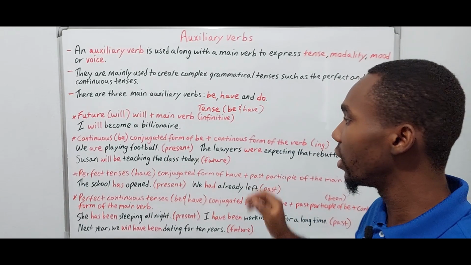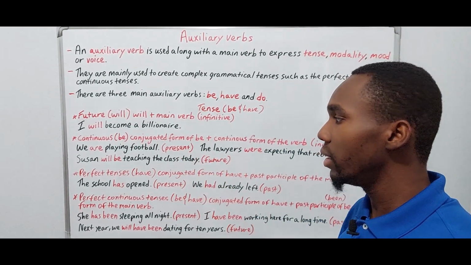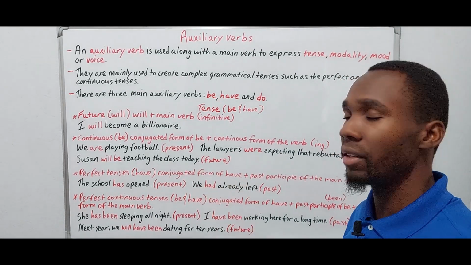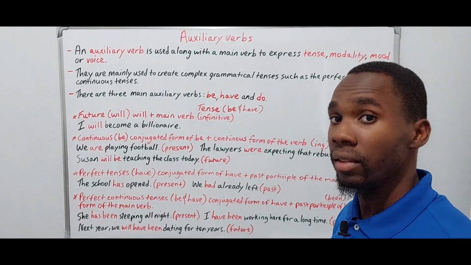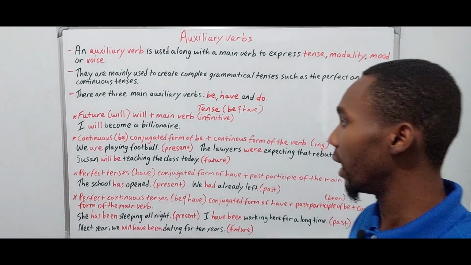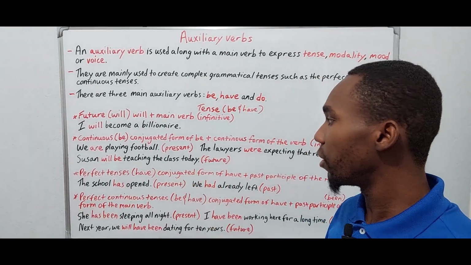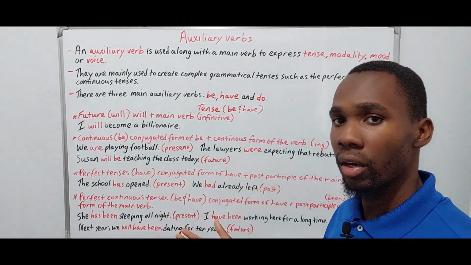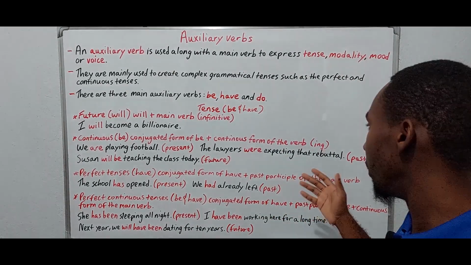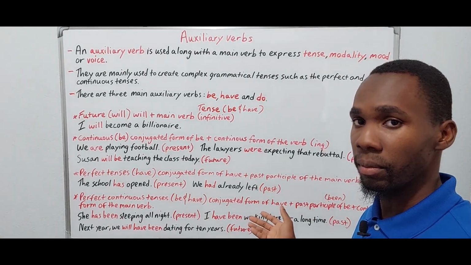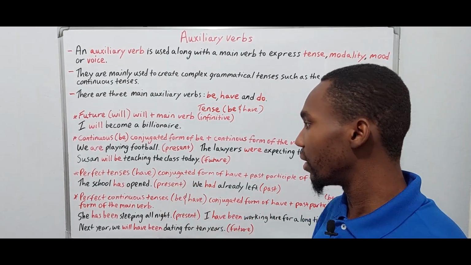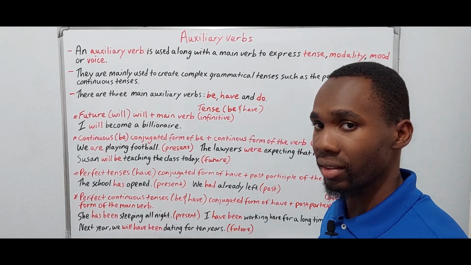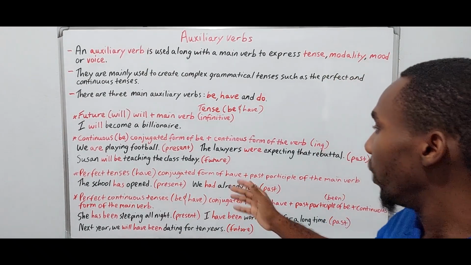And Susan will be teaching the class today. The will be is going to indicate that this is the future, okay? And of course, the main verb is going to be teaching, all right? So, yes. With perfect tenses, we're going to have the verb to have, which will be conjugated according to the subject, and then we have the past participle of the main verb, right? So the school has opened. Once again, has indicates that this is the present tense, right? We had already left.